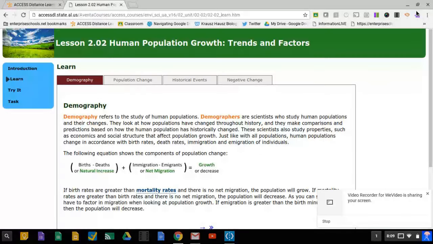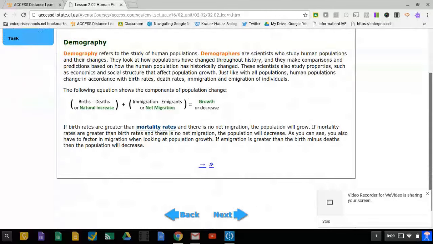Okay, so since this lesson 2.02 on human population growth is heavy in so much vocabulary, I am choosing instead to do an actual screencast so that I can show you the lesson so that you can see the key terms that I'm referring to. So the first thing that it goes over is demography. That's just a straight textbook definition of the study of human populations.